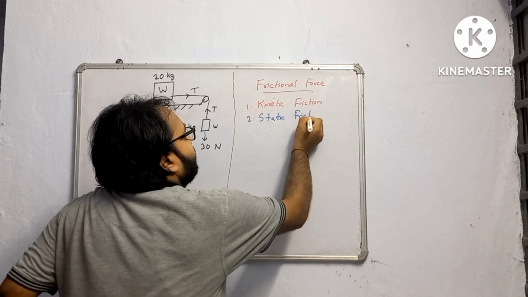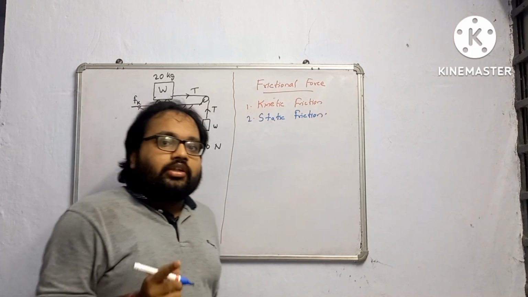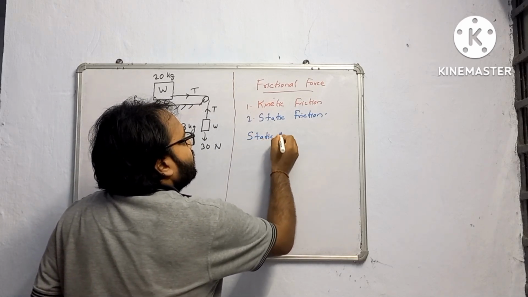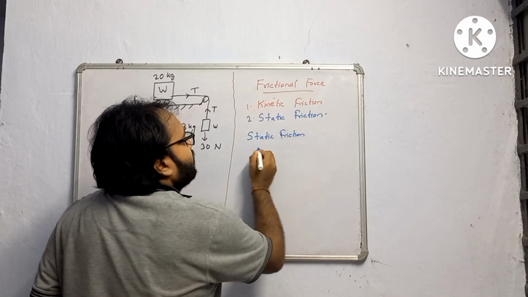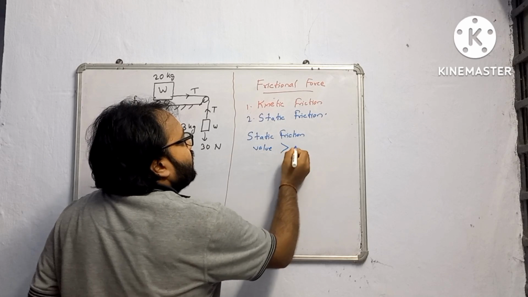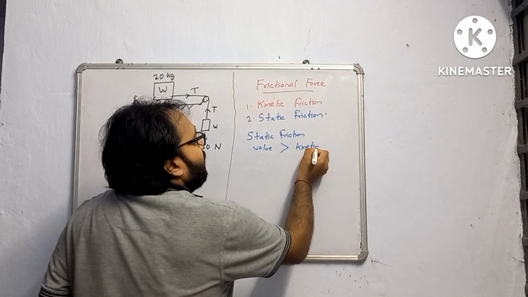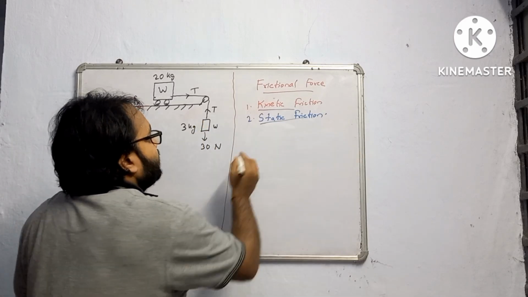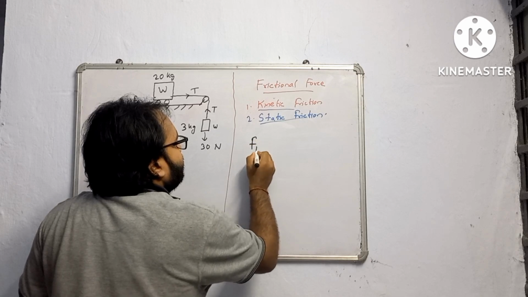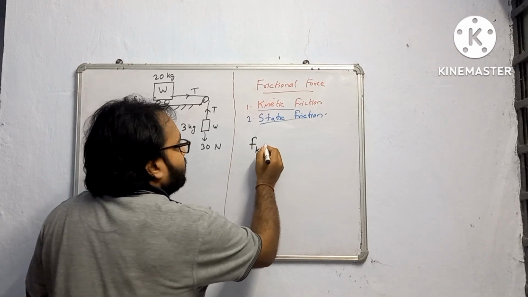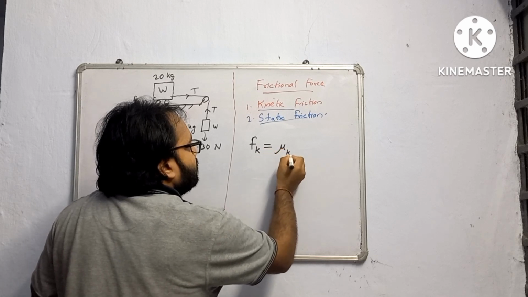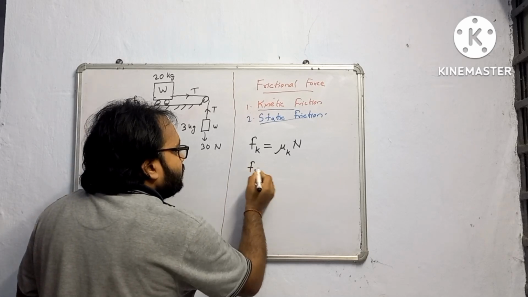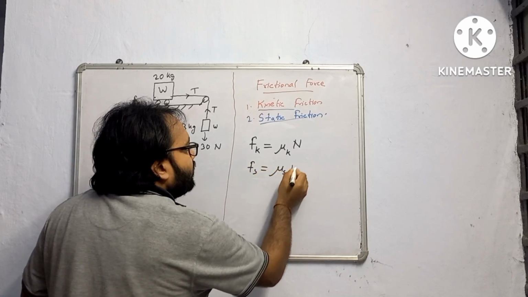Static friction value is always greater than kinetic friction. The formula says Fk, kinetic friction, is equal to mu k into N, and Fs is equal to mu s into N.